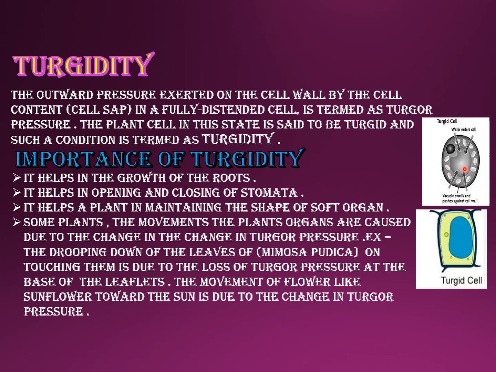That means the water present in the cell is applying pressure on the cell contents inside the cell, and applying pressure on the wall. We call it a turgid cell. Now the outward pressure exerted on the cell wall by the cell contents or the cell sap is called turgor pressure.